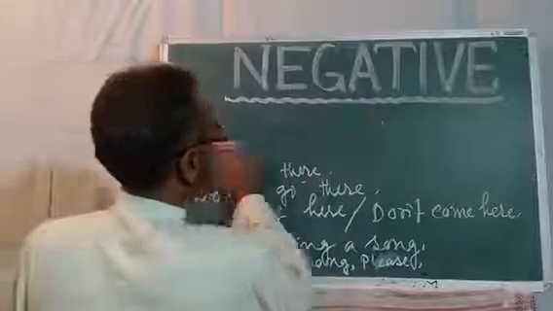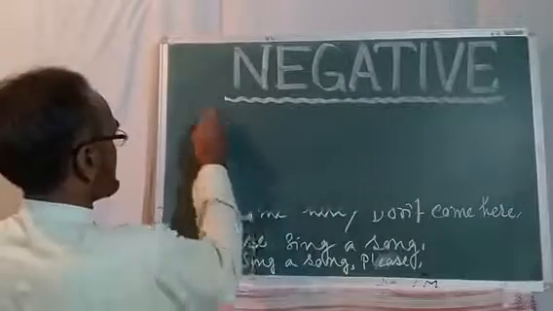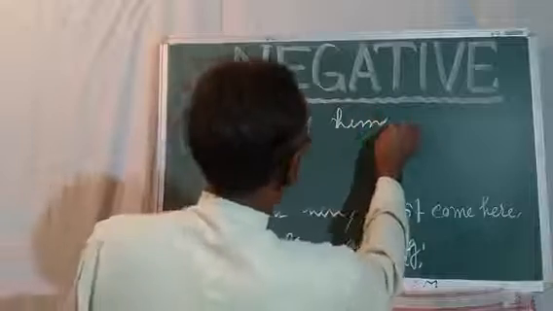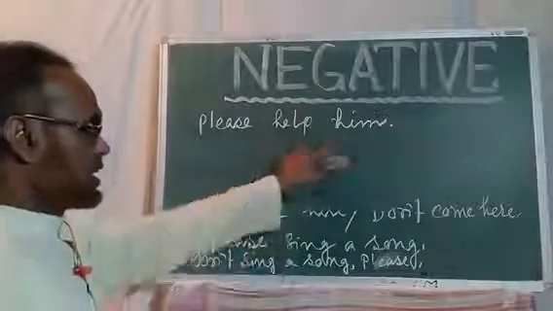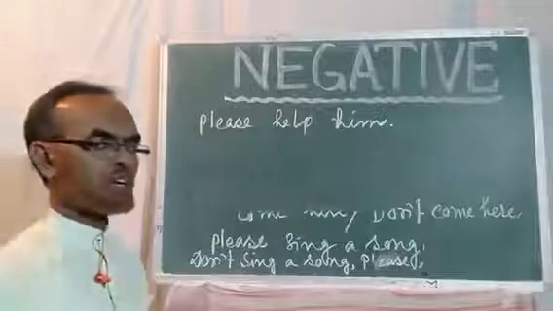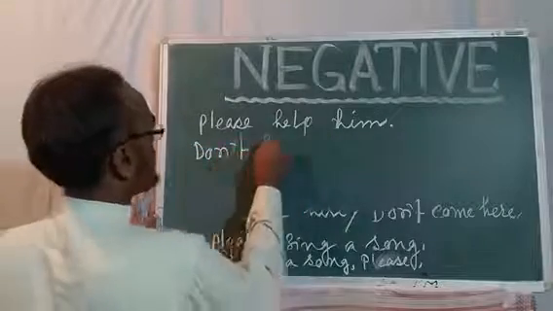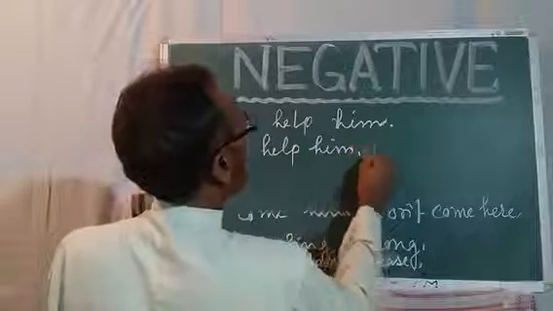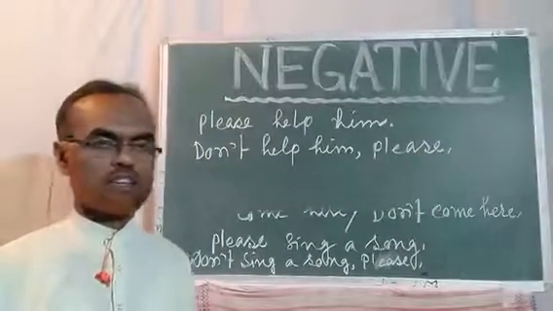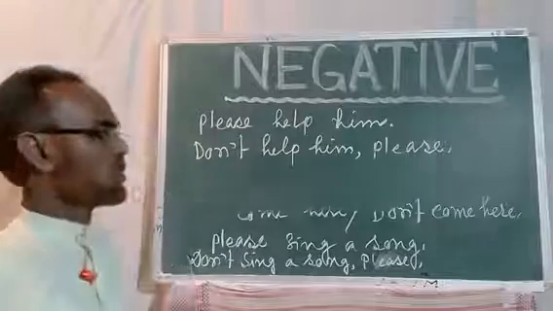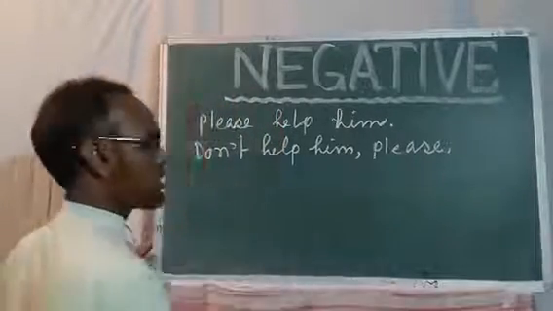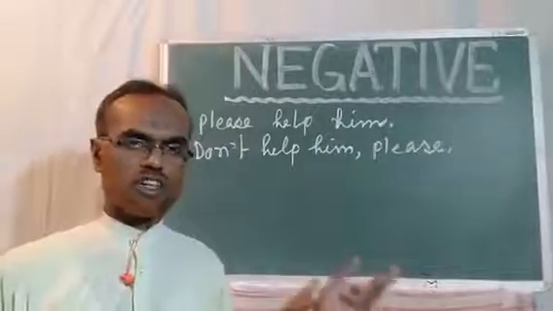I am going to write another imperative sentence: please help him. The verb of the sentence is help, and him is the object, and before that there is please. If we want to turn this sentence into negative, then we have to add don't. Don't help him, please. Like this, all sentences which indicate a request we can turn into negative. In advice also, obey your parents becomes don't obey your parents. Like this we can do with advice.